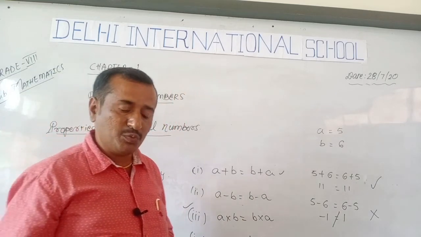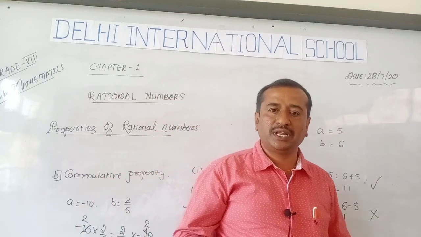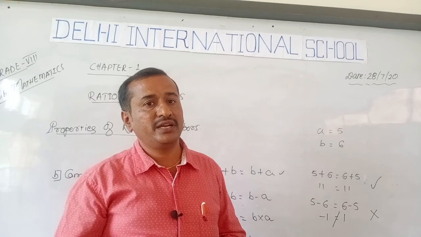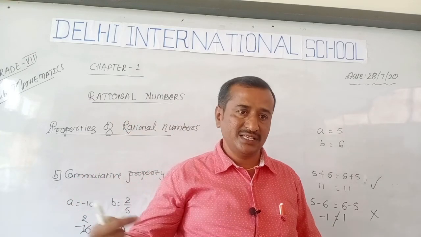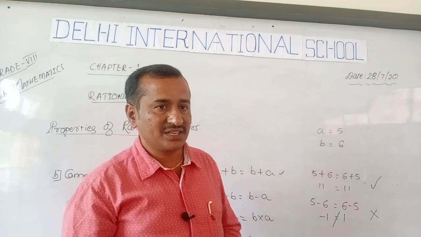So we have some more properties like associative property, distributive property, multiplicative identity, additive identity, multiplicative inverse, and additive inverse in the next part of the lesson. We will see that in the next class.